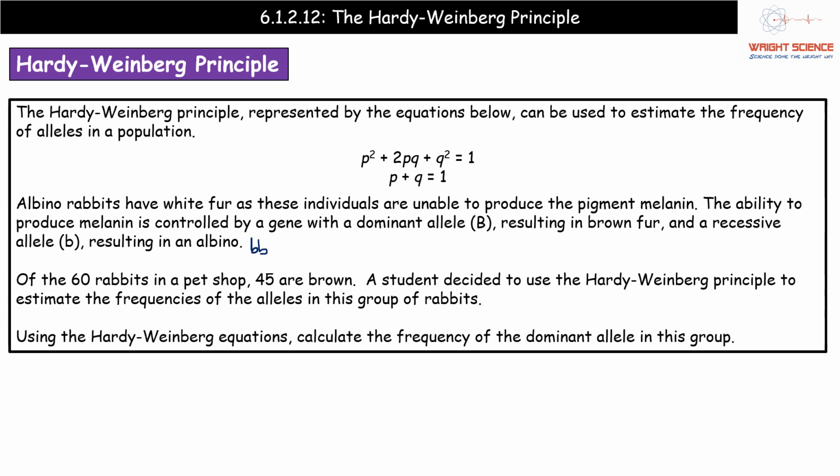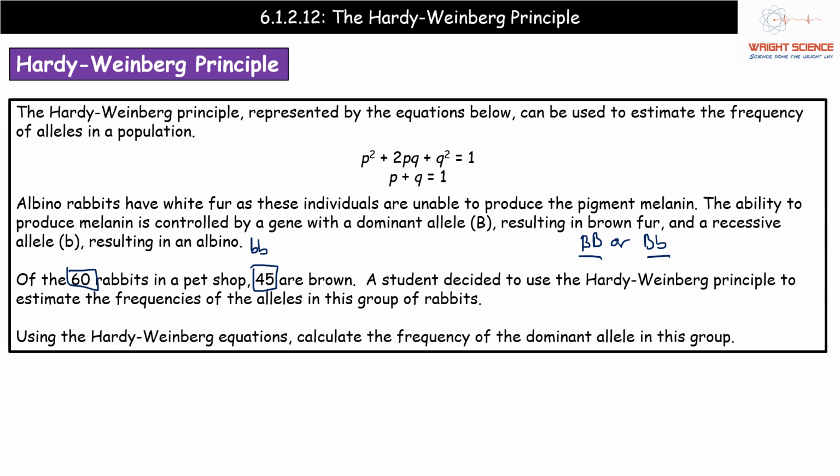To have brown fur though, what they could have is either homozygous dominant or heterozygous. So what we're told is our total population is 60 and 45 are brown. You might think, great, if I want to know how many dominant alleles there are, we'll just do 45 divided by 60. You can't do that, because we are just looking for the frequency of the dominant allele, and that on its own is not going to give us it, because remember, we've got two possible genotypes there.